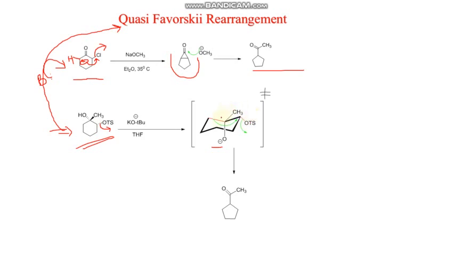So what is the parallel bond? Keep in mind that only the parallel bond can act as a nucleophile to displace the leaving group. This is the parallel bond of this one. So this will attack here and this will leave out, and this will form this type of compound.